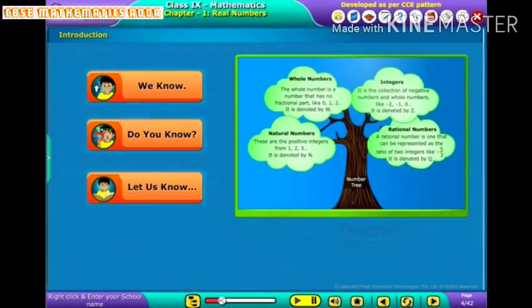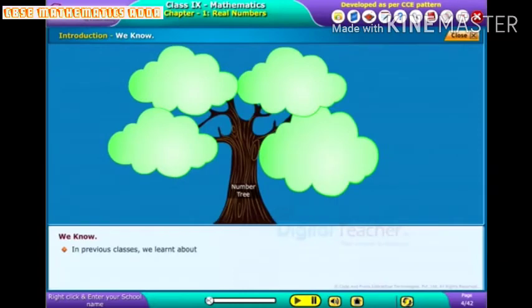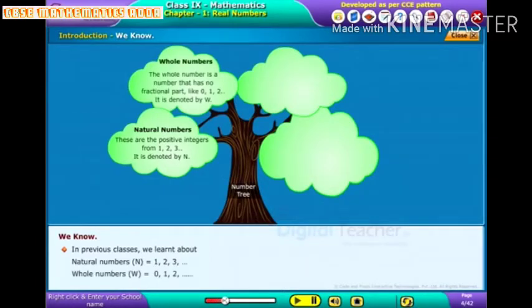Introduction. Before entering into the chapter, follow the instructions shown on the screen. Click each tab to know more. In previous classes, we learnt about natural numbers. These are the positive integers 1, 2, 3 and so on. It is denoted by N. Whole numbers. A whole number is a number that has no fractional part like 0, 1, 2 and so on. It is denoted by W.